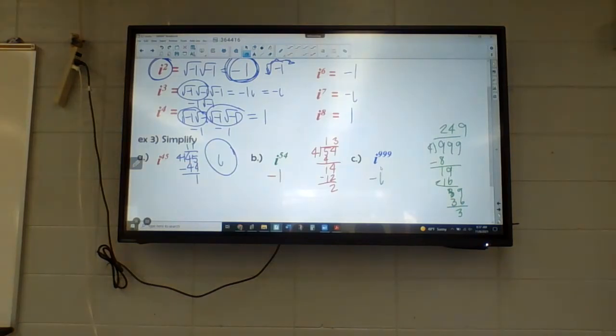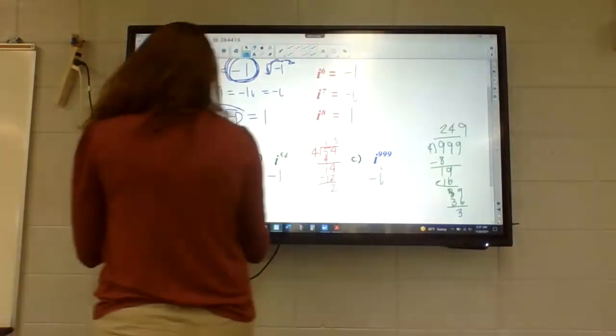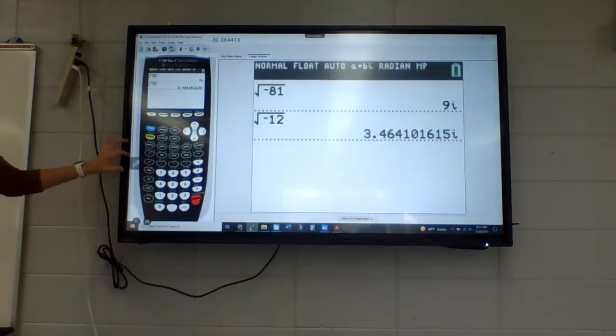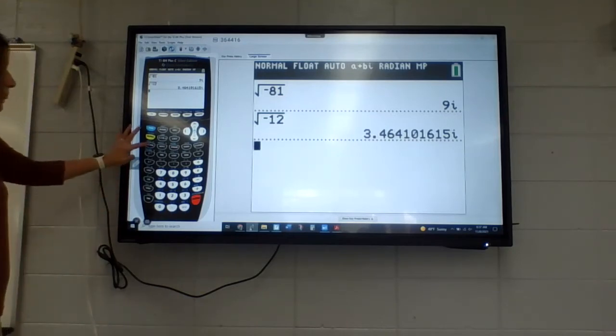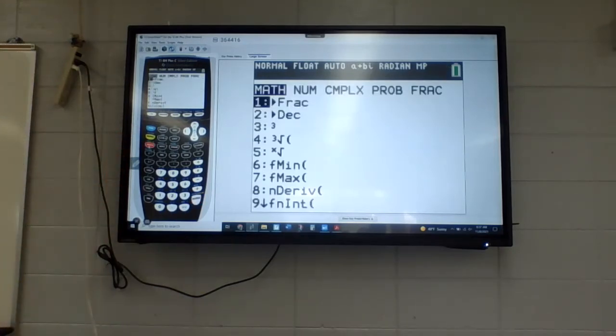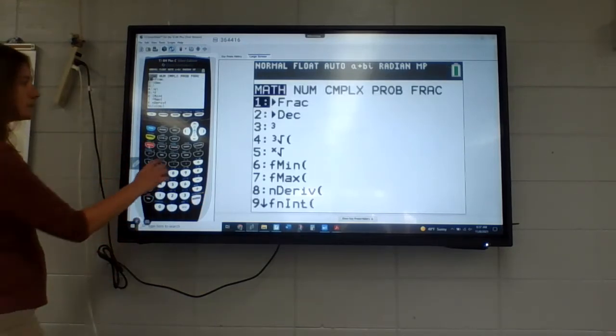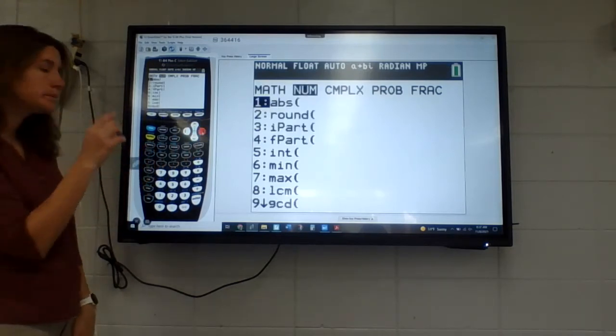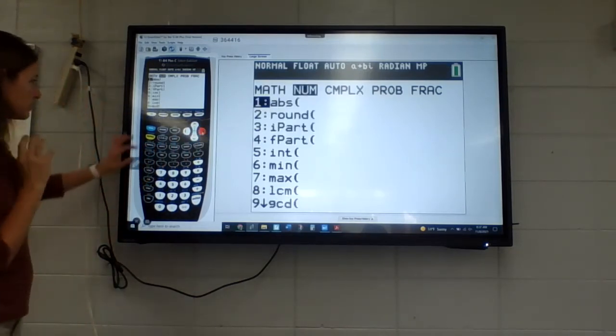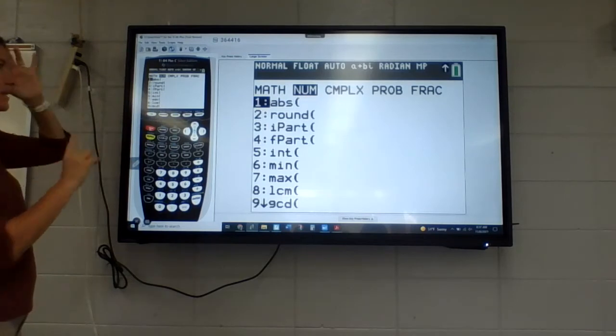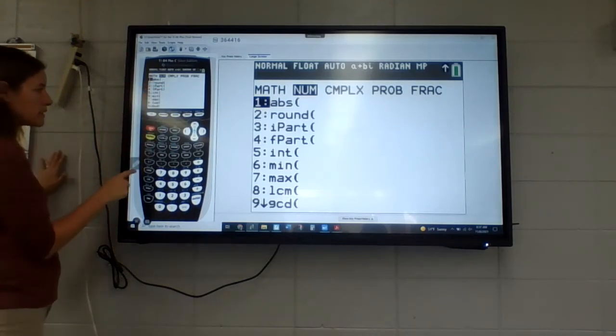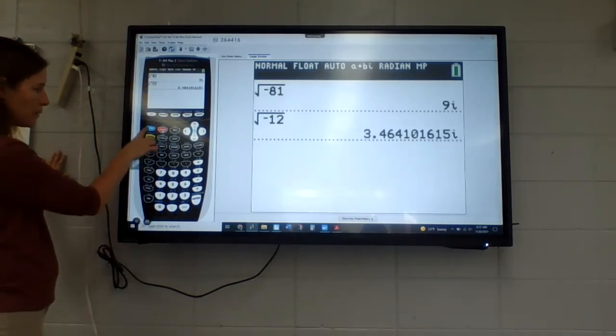So if you guys want to take a minute to grab your calculators and double check this, make sure that your calculator does the same thing. Did you guys find i on here? Is it in the math menu? It's like the second on the period, the decimal point.